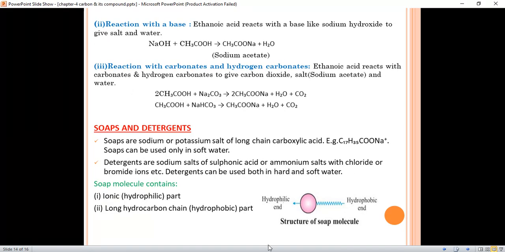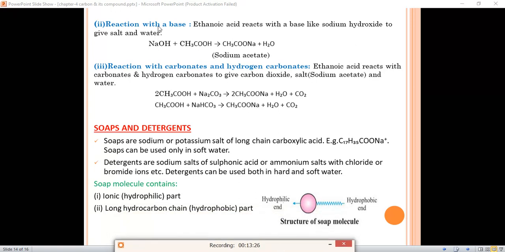Our next reaction is reaction with a base. Ethanoic acid reacts with a base like sodium hydroxide to give salt and water. CH3COOH plus NaOH. What will happen? The bond between this oxygen and hydrogen will break, and the bond between Na and OH will break. This OH will combine with hydrogen to form H2O, and Na will combine with oxygen to give CH3COONa.